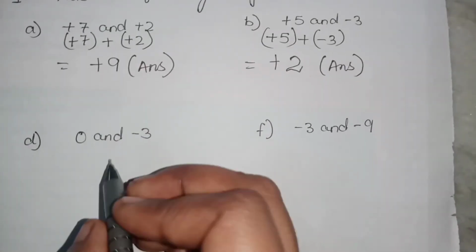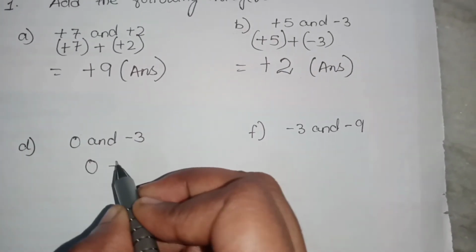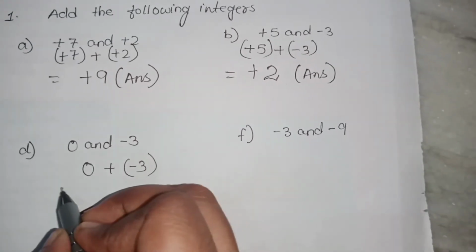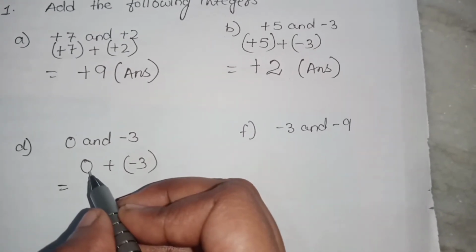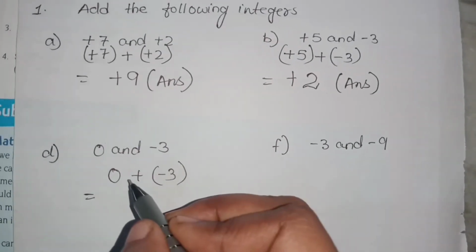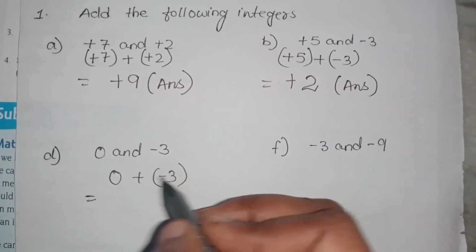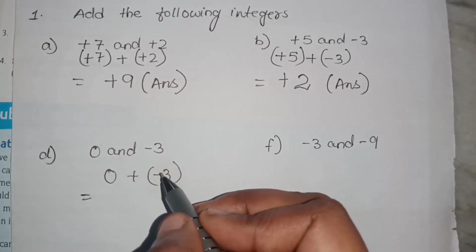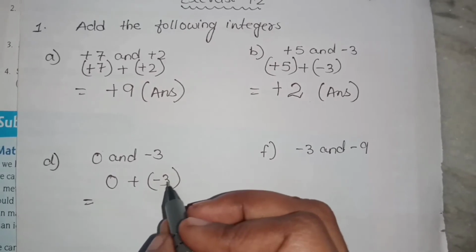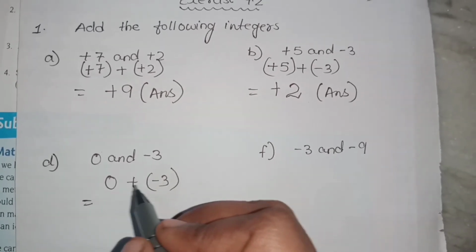Now D. Again we will write like this. Now this one is 0. 0 is neither a positive nor a negative integer. This one is minus 3. When 0 is added to minus 3, now this has no sign, so what do you have to do? You have to subtract only. So 0 minus 3 will be what? 3 only.